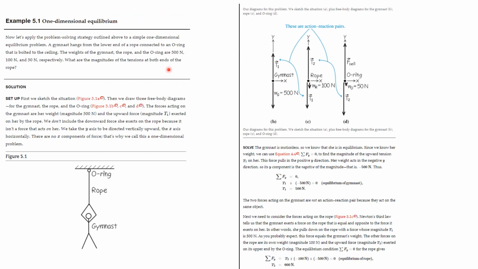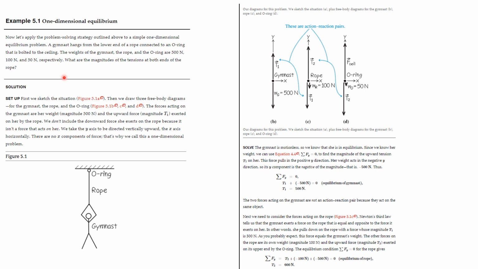Let's do a problem relative to this. We're going to apply the problem-solving strategy outlined to obtain a simple one-dimensional equilibrium problem. We have a gymnast hanging from the lower end of a rope connected to an O-ring. There's the O-ring up there that is bolted to the ceiling. The weight of the gymnast, the rope, and the O-ring are 500 newtons, 100 newtons, and 50 newtons, respectively. That's how much the gymnast weighs, how much the rope weighs, and how much the O-ring weighs. So what are the magnitudes of the tension at both ends of the rope?